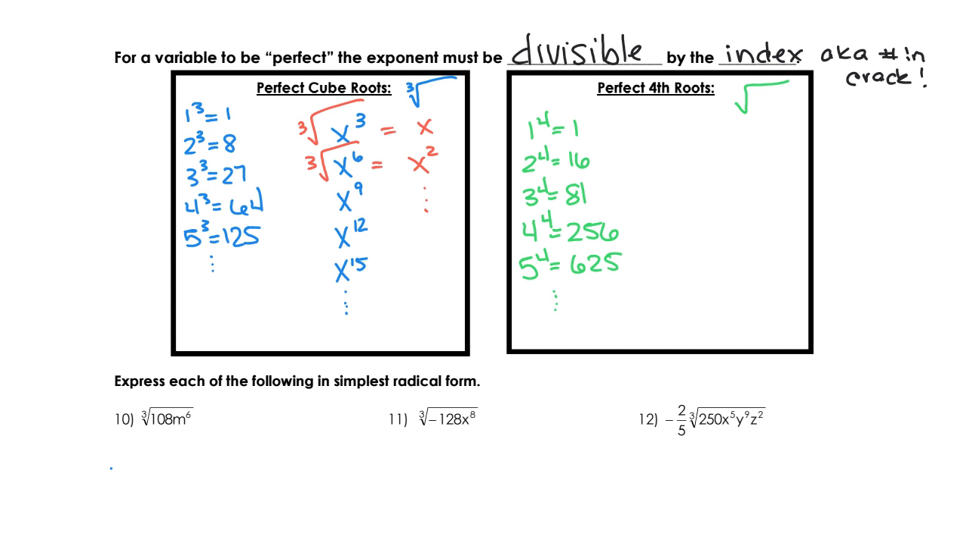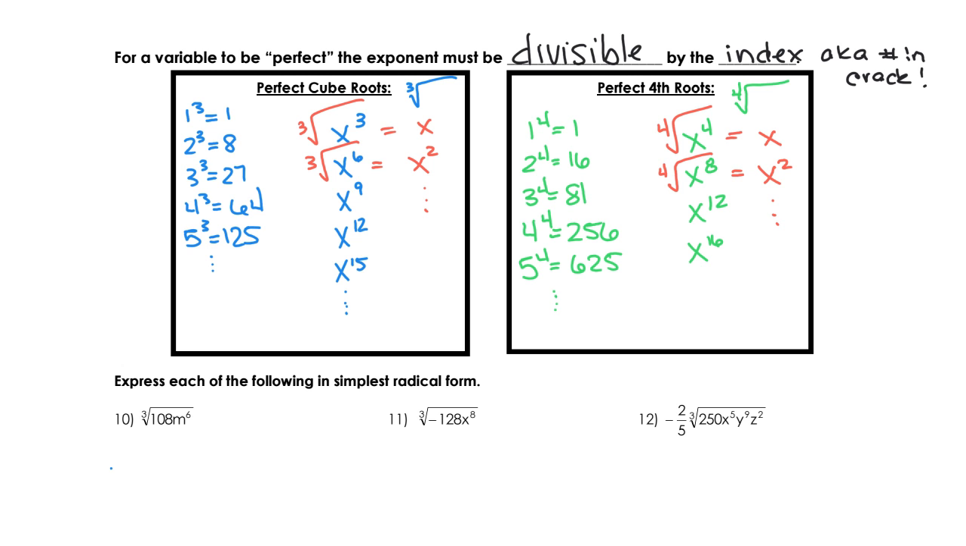Now, because these are 4th roots, they have a 4 in the crack, we have to make sure that when we talk about variables, the exponent on the variable is divisible by 4. So we'll start off with x to the 4th, x to the 8th, x to the 12th, x to the 16th. And these are perfect because when we have a 4th root, we take the exponent and divide it by the number in the crack, and that's how we get our answer of x. Same thing here. When we have x to the 8th underneath there, it's perfect because we have a 4th root and we divide the 8 by the 4 and we get x squared, and so on.